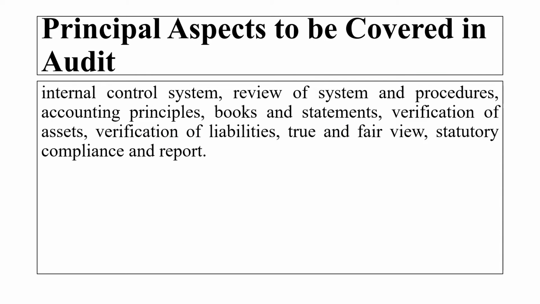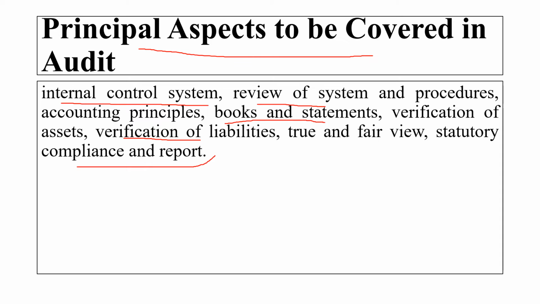What different things have to be covered in audit? That is, the principal aspects to be covered in the audit. Now it will be the internal control system, review of the system and the procedure, accounting principle. What different principles are there which we have to see in the audit? Then the books and the statement, verification of the asset. What different assets are there? Verification of the liability, the true and fair view, statutory compliance and the report.